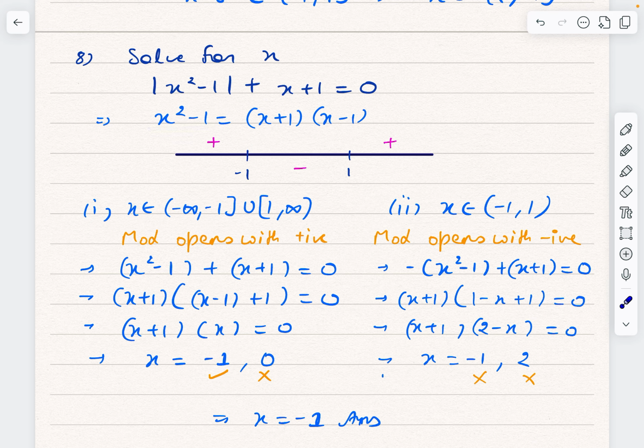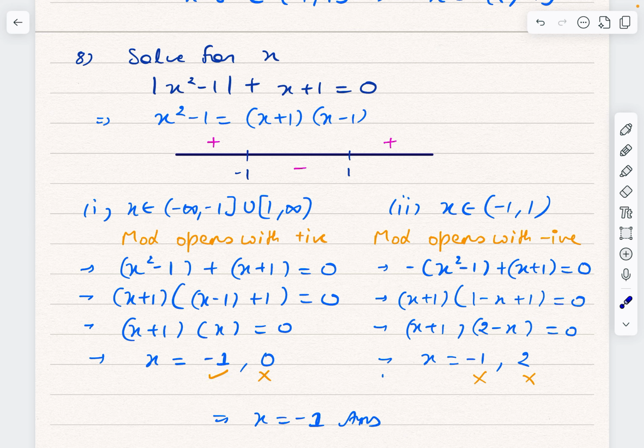Now where do we see it positive? It is positive when it is more than 1 or less than minus 1. Basically greater than or equal to 0 I'm taking. So x belongs to open minus infinity to minus 1 closed, union 1 to infinity. In this case, mod opens with positive sign. So we get x square minus 1 plus x plus 1 equal to 0. You will see x plus 1 will be common from these two. We can use a square minus b square property here. So x plus 1 is common. You get (x minus 1 plus 1) equal to 0, which will be (x plus 1) into x equal to 0. So roots are minus 1 and 0.